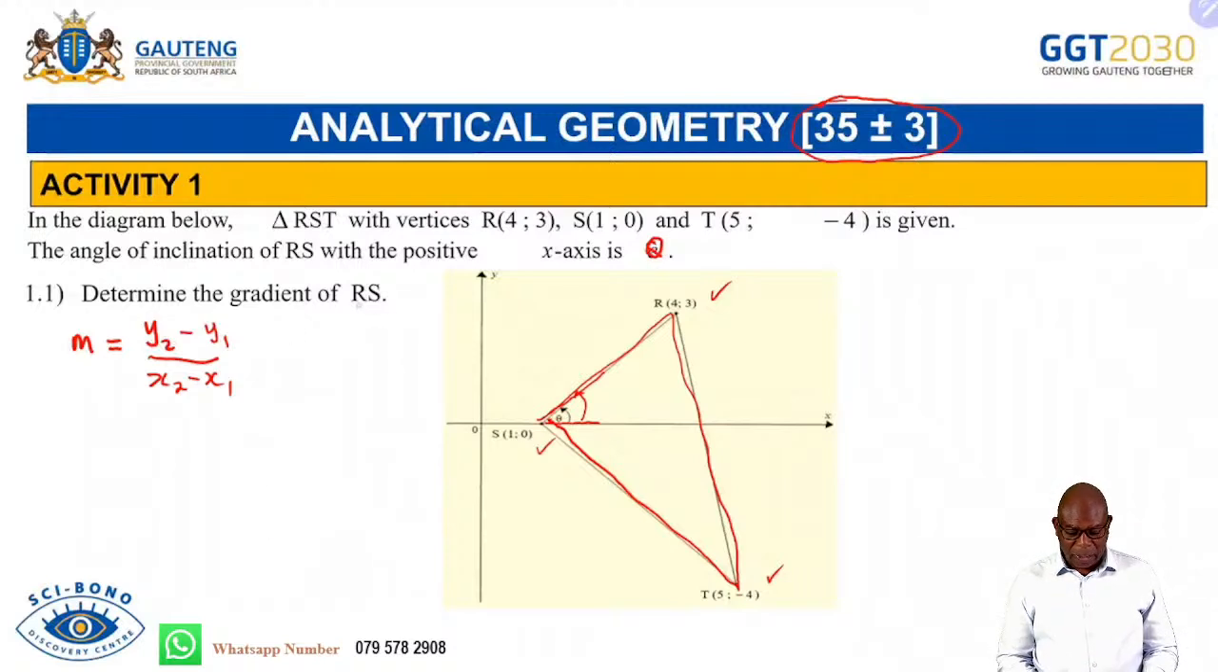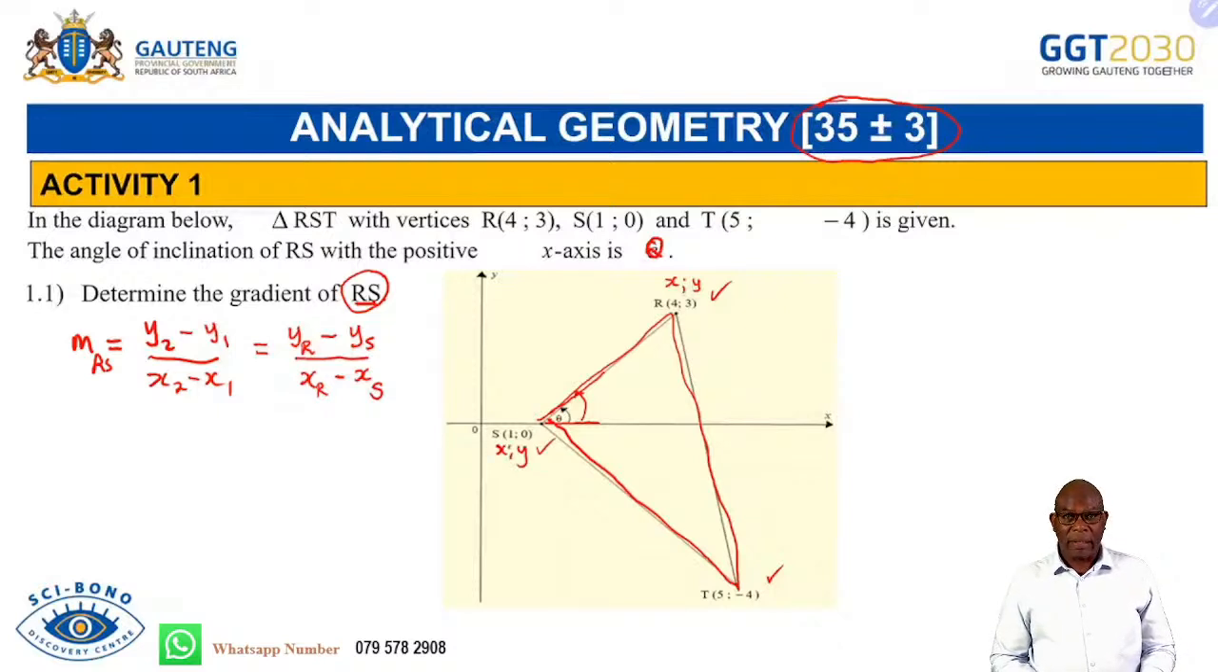Now, what does this mean with y2, y1, x2, and x1? Since I'm looking for the gradient of RS, I'll prefer writing it as the y at R minus the y at S, divided by the x at R minus the x at S. Which means my x value and y value at R, and my x value and y value at S.